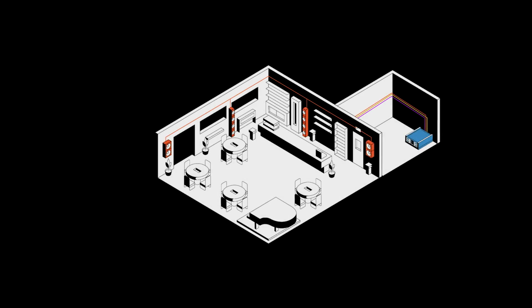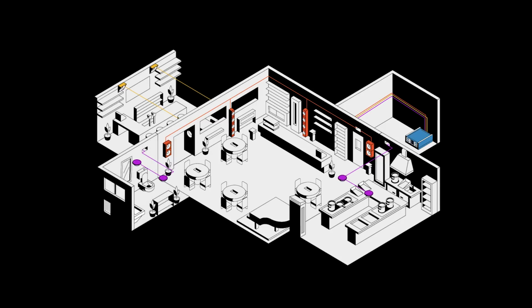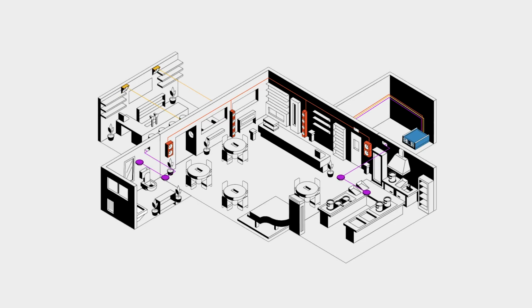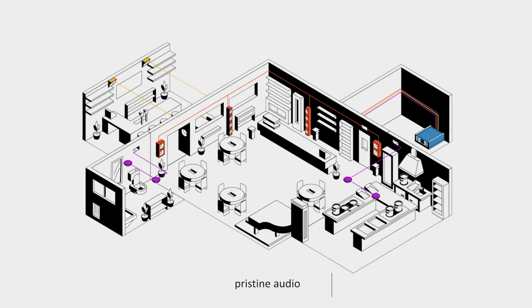In this example, one room is set up to be used as a ballroom. Another room is a small bar with a dining area. There's also a kitchen and a lavatory. A single Quattro Canale is able to drive the entire system and deliver uncompromised, pristine audio to the whole venue.